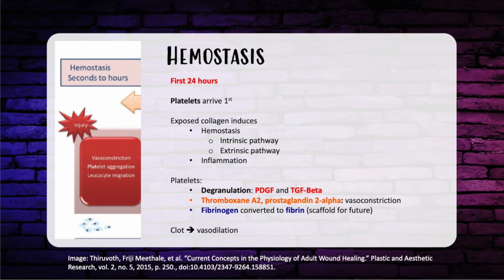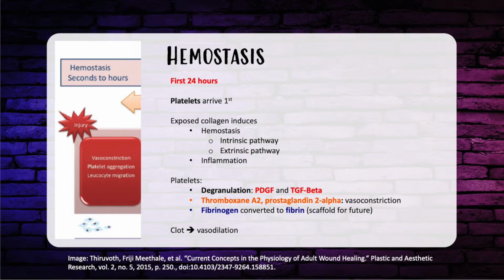Platelets are the first cell at the site of an acute injury, and its purpose is to initiate the coagulation cascade. It promotes hemostasis of the wound. Degranulation of the platelets releases PDGF, or platelet-derived growth factor, and TGF-beta. These guys signal their buddies to come through the scene and start cell chemotaxis.